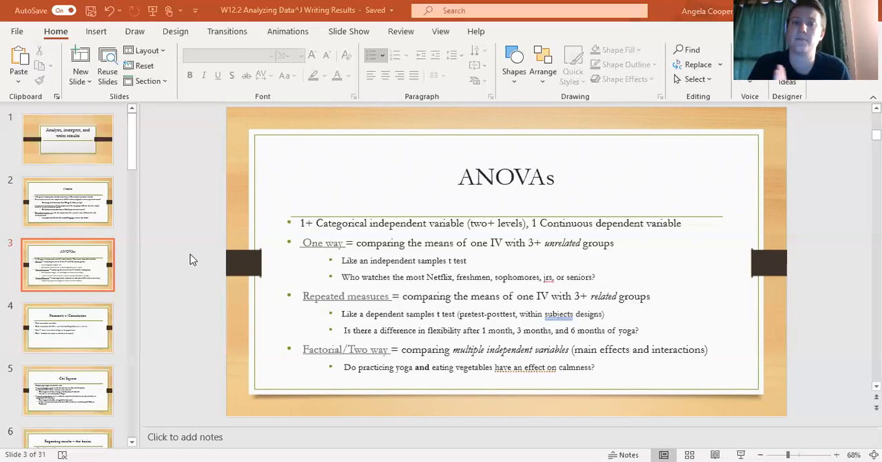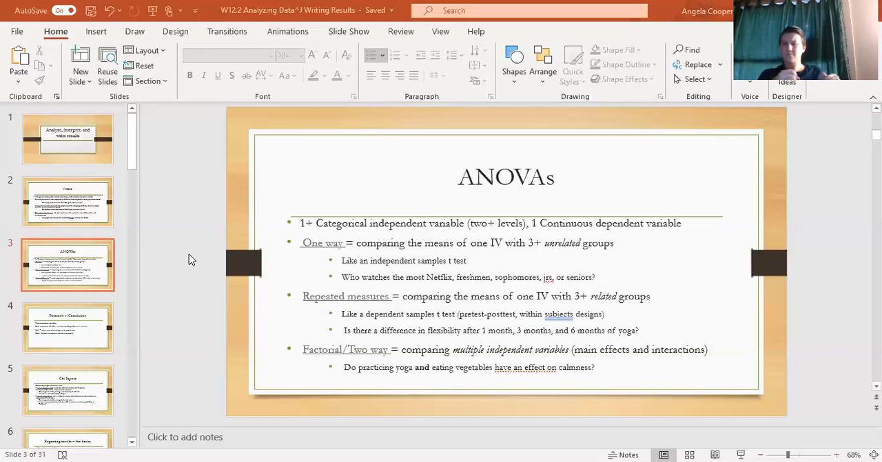So another type of ANOVA would be a repeated measures ANOVA. This is similar to a dependent samples t-test. So a one-way ANOVA is similar to an independent samples t-test, just adding on an extra condition. A repeated measures ANOVA is similar to a dependent samples t-test, but again, we're adding on another related group.